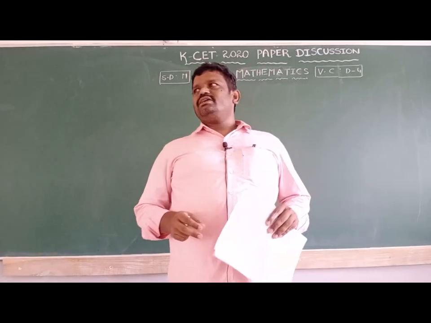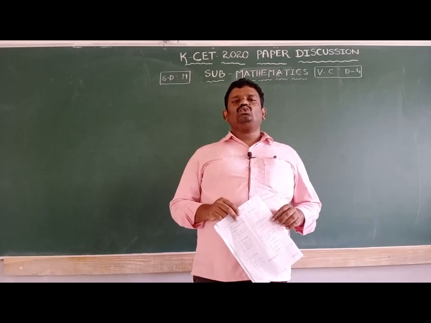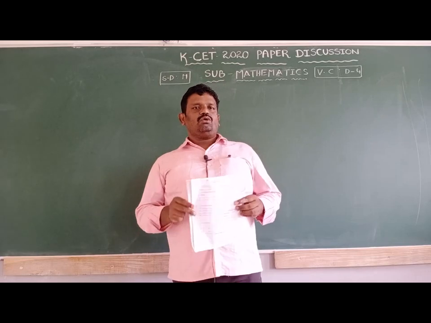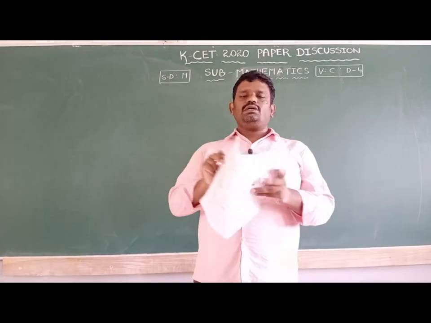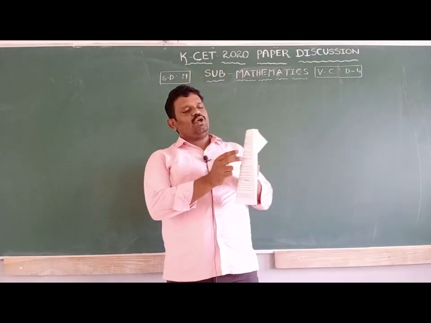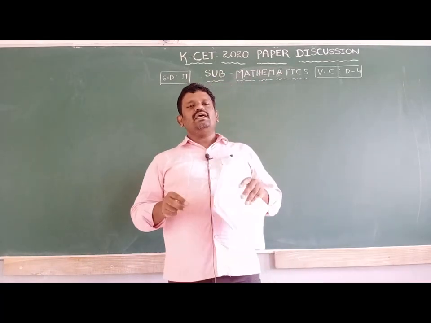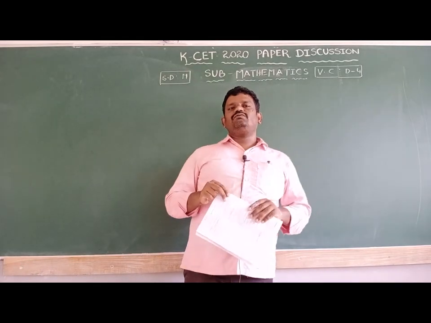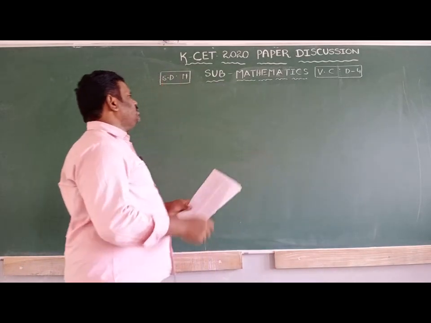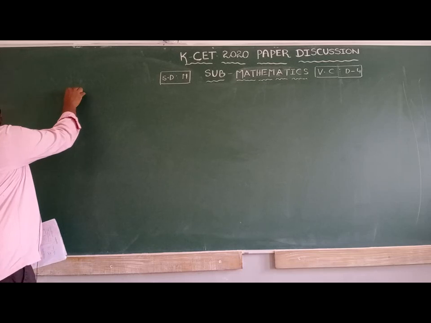So today we will discuss the KCET Mathematics 2020 question paper. Now this booklet, subject code M, version code D4. According to this booklet, we will explain every question with detailed solutions, right? So first question here, what is given?